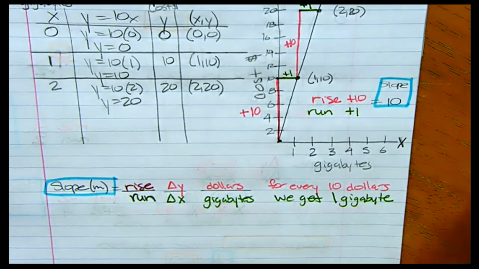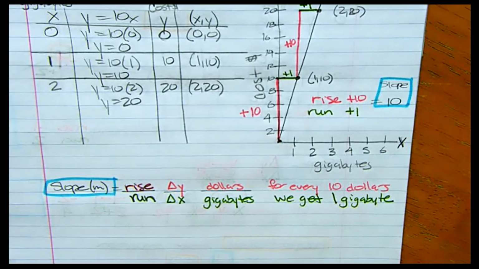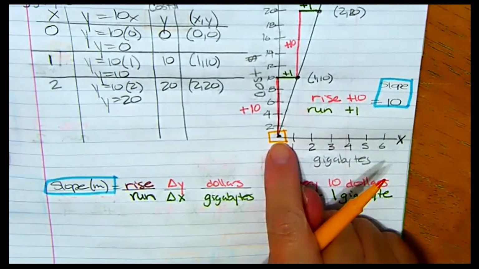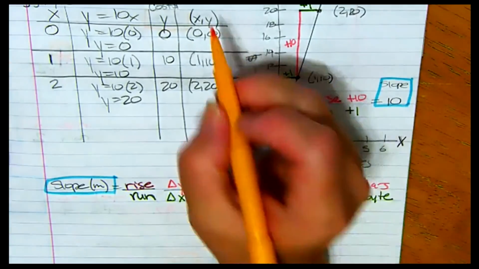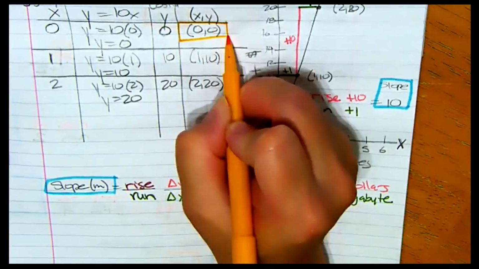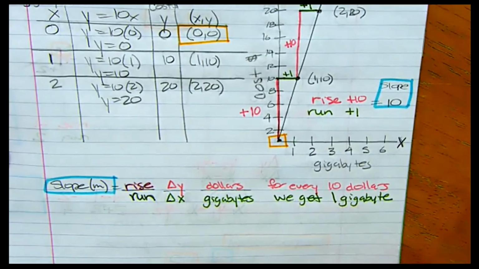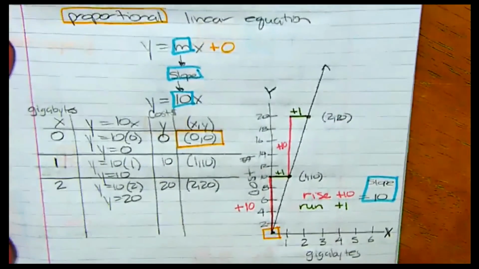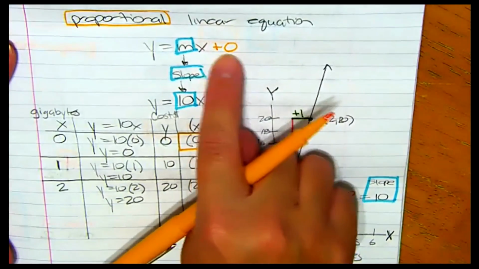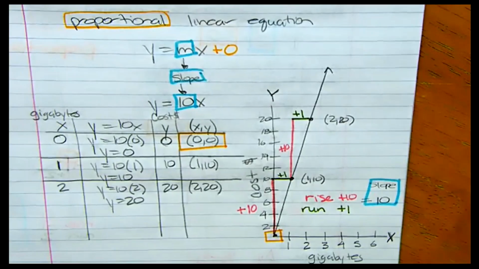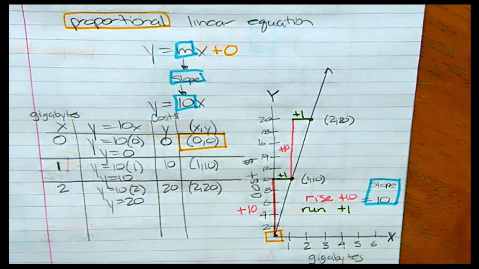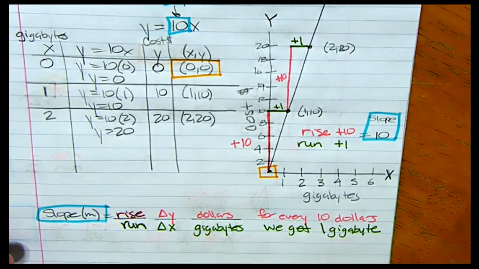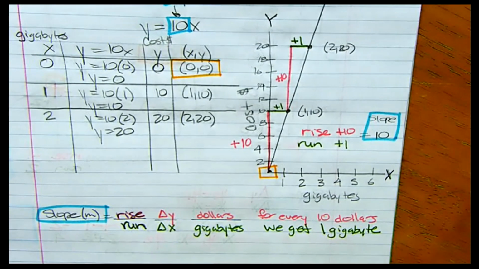And then we can also point out that this is a proportional relationship, because my line goes through 0 and I have the ordered pair 0, 0. So if my line goes through 0 and I have the ordered pair 0, 0, it means this is 0, which means it's proportional. So this is everything we've been working on for the past 2 weeks, all pulled together.